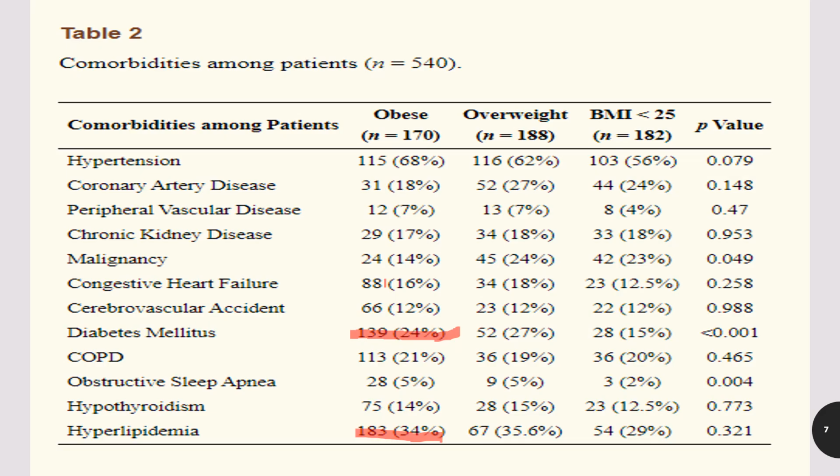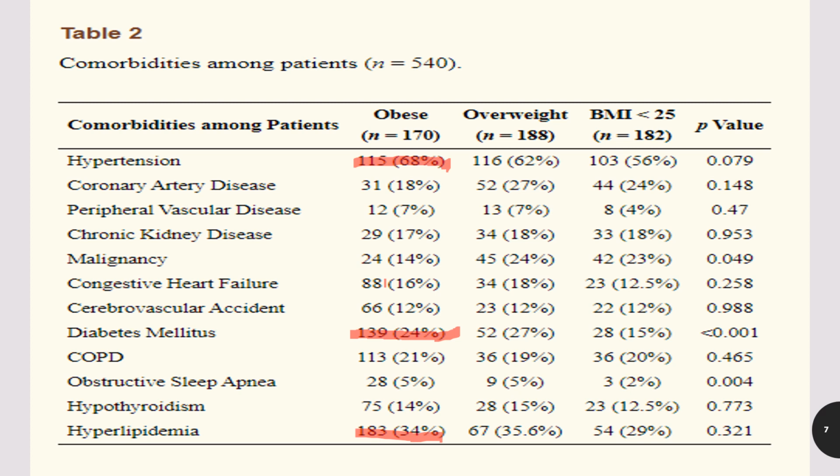This particular table represents a comorbidity list of those 540 patients that we did a cohort study on. Some of the things I'd like to mention to you is that there are certain comorbidities that are more prevalent with being obese. For example, the percentage of patients who were obese with hypertension greatly increases. Also, if you look at diabetes, the more your weight goes up, the more likely you are to have diabetes.